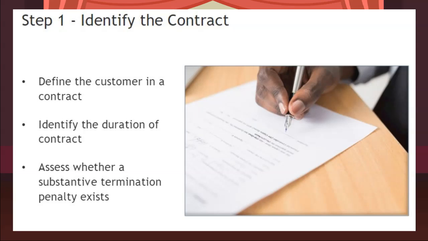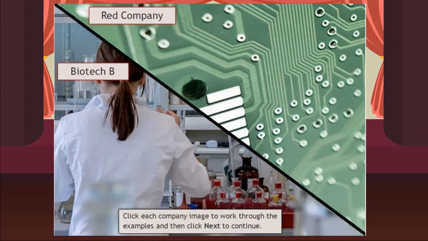When you start working through Step 1, Identify the Contract, it is important to define the customer. Let's work through some examples of defining the customer and some facts to consider. Click on each company to work through the examples. Review the facts about Biotech B to see what needs to be considered when identifying the customer.